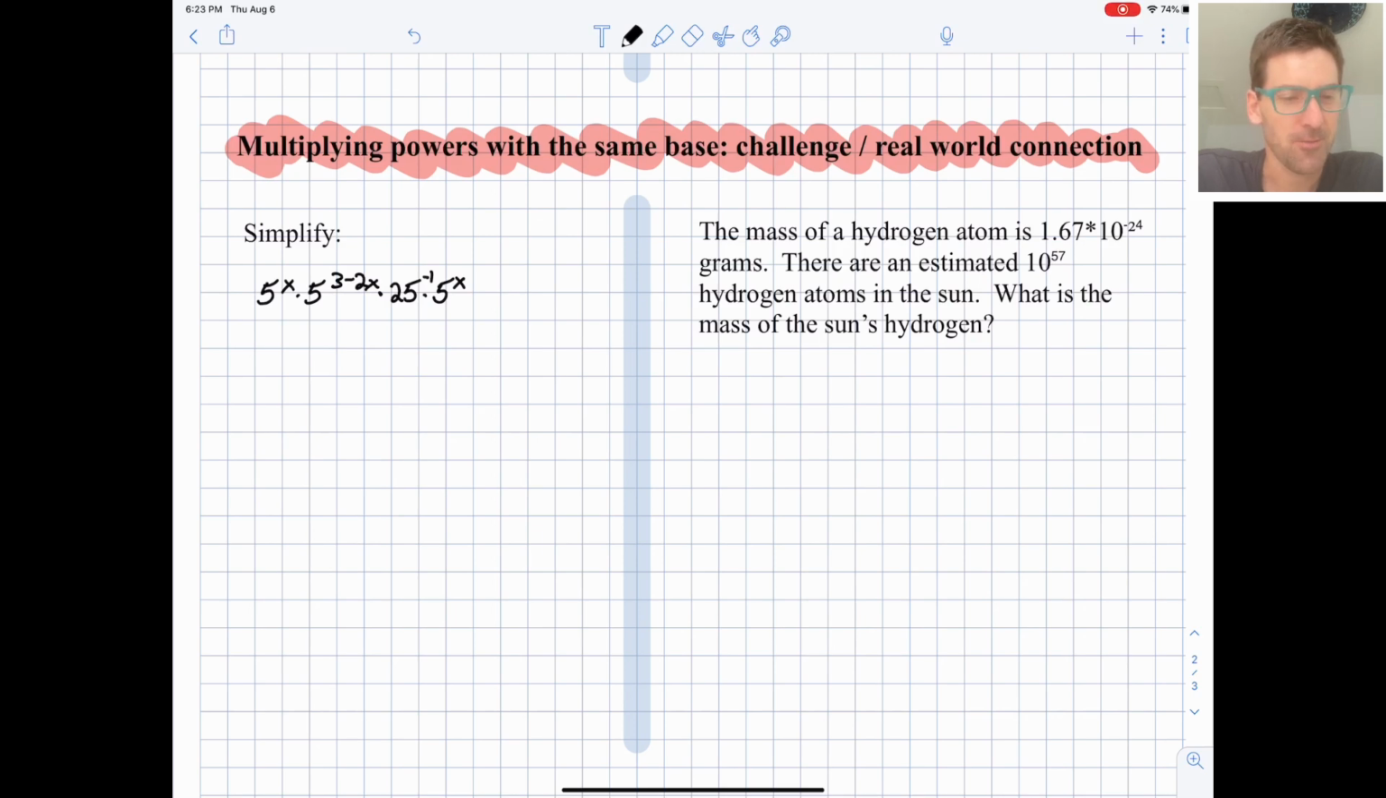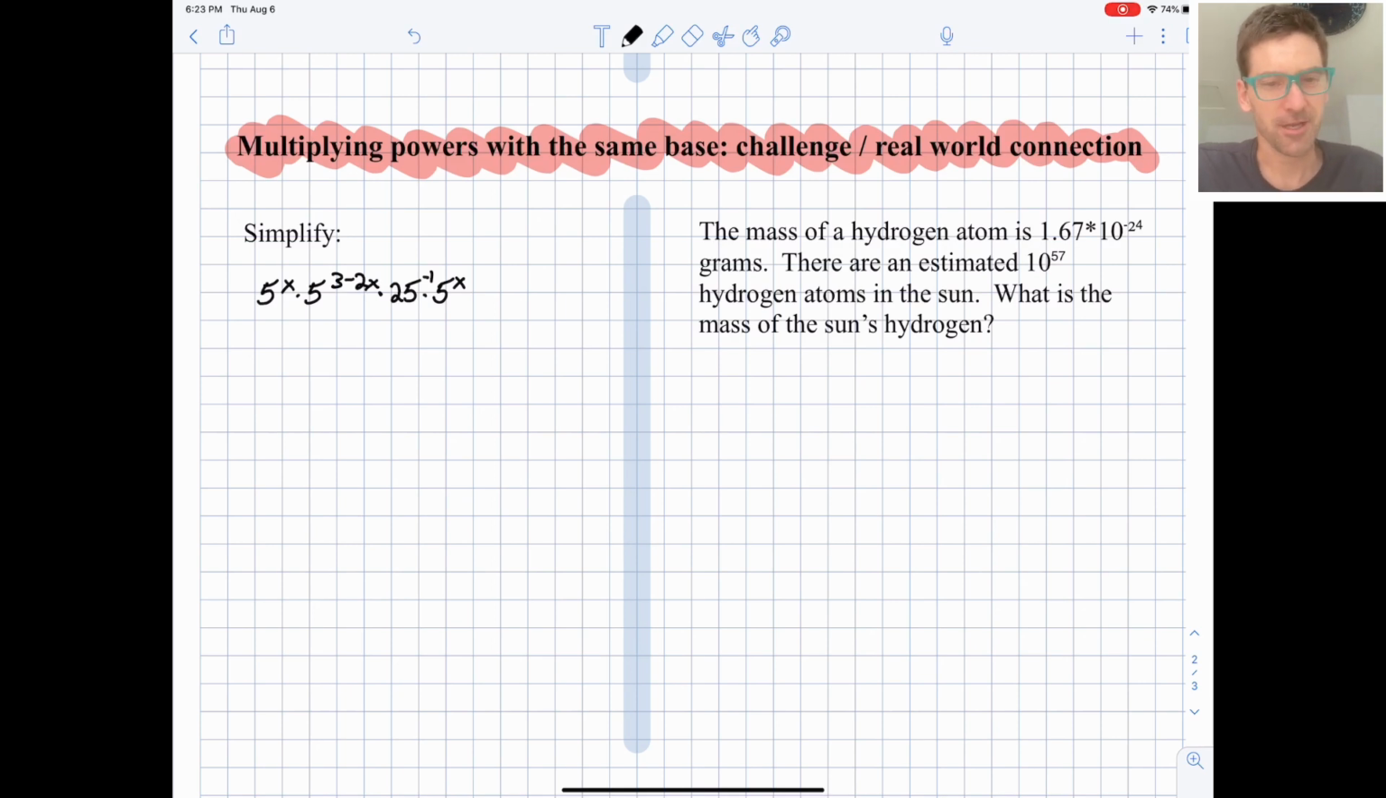So this first one, this challenge problem, we have this sort of crazy long multiplication that we need to do with some different bases. There's a base of 25 in there that we need to think about, but most of the bases are 5. And so the first thing that comes to mind for me is that the 25 is a power of 5, right? So let's see what we can do here.